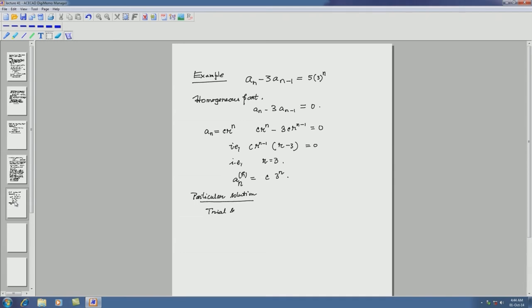We see on the right hand side we have 5 into 3 raised to the power n. So, somehow we know that the left hand side should be something into 3 raised to the power n. Therefore, we take a trial solution of the type a_n particular equal to b n 3 to the power n. Now, we will substitute b n 3 to the power n in the original recurrence relation.